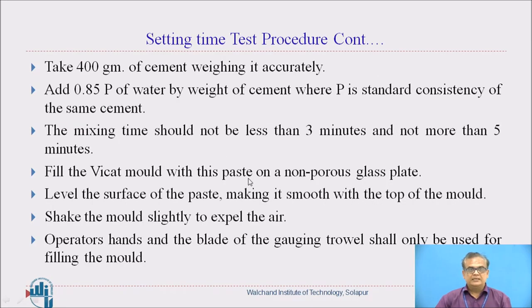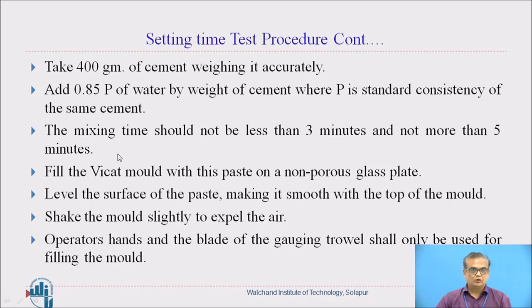Now let us see the step by step procedure. The first step is taking 400 gram of cement, weighing accurately on a balance. Then addition of 0.85 P of water by weight of cement, where P is the standard consistency of the cement paste. The mixing time should not be less than 3 minutes and not more than 5 minutes.